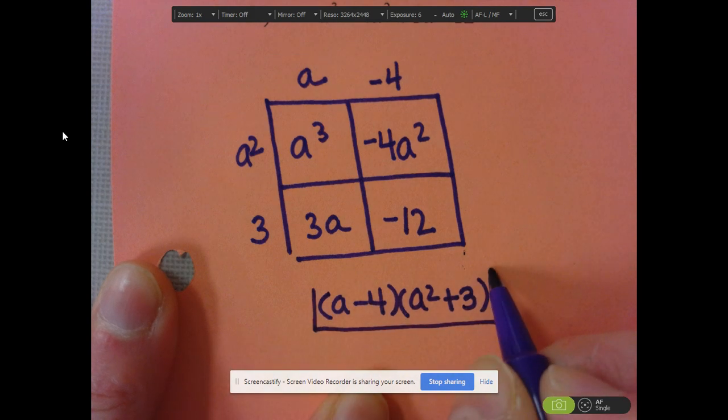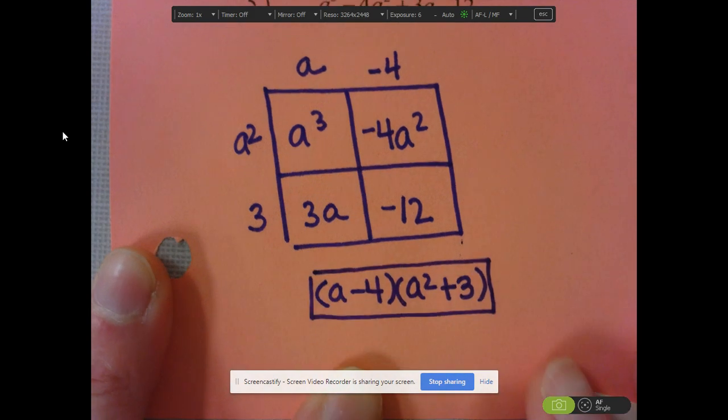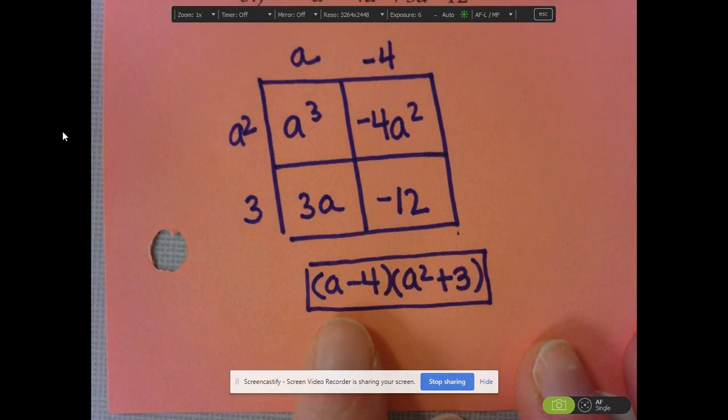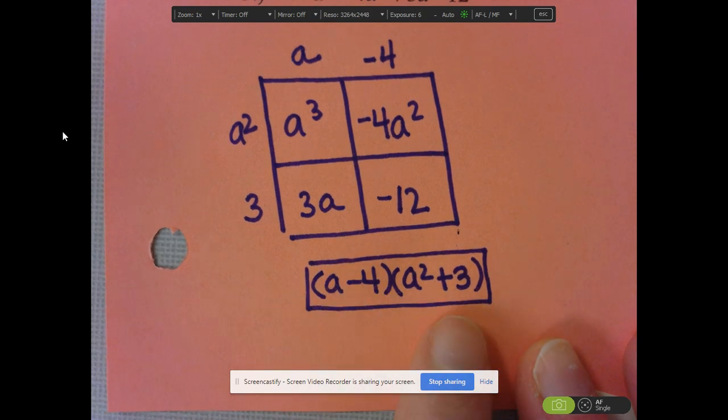Now, chances are somebody is curious to know, can I write a squared plus 3 times a minus 4? Yes. The order in which you write the two factors does not matter.